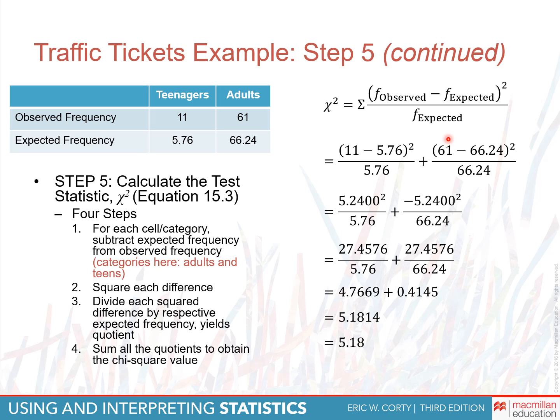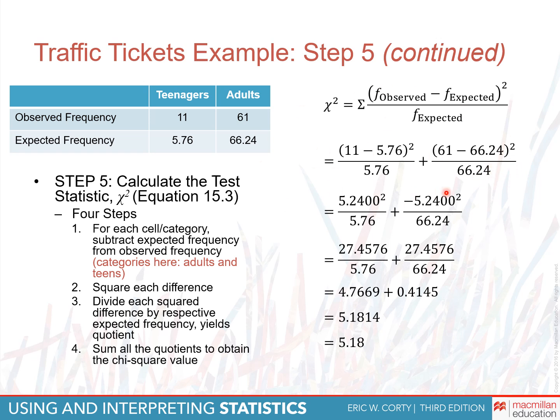And then we do the same thing for our adults. So our observed frequency is 61. Our expected frequency is 66.24. And then from there, we'll square each difference. So we'll just put a square sign here to remind us we're supposed to square both of these. And then we're going to divide each squared difference by the respective expected frequency to get a quotient. So here we're going to divide the teenagers by 5.76, which is expected. And then we're going to divide the adults by 66.24, which is what is expected for the adults.